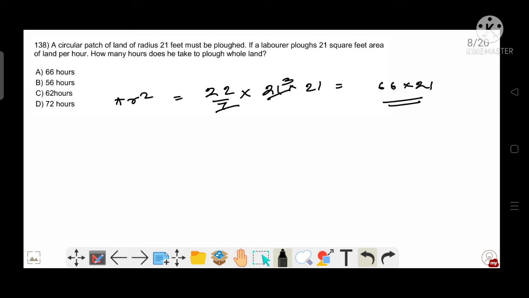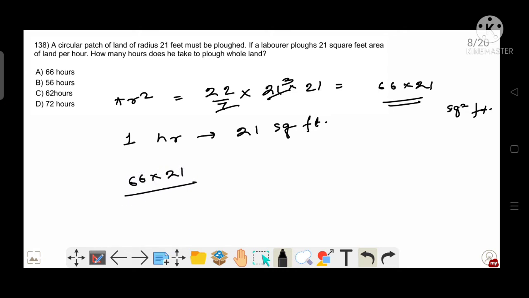In 1 hour, 21 square feet are plugged. This is the total square feet. So for 66 into 21 square feet, we take 66 into 21 divided by 21. This means 66 hours, isn't it? So A is the right option.